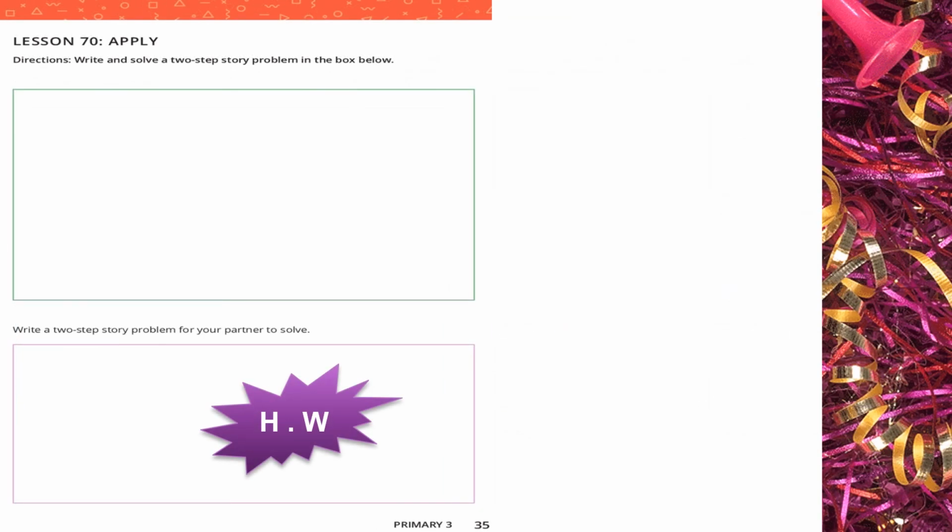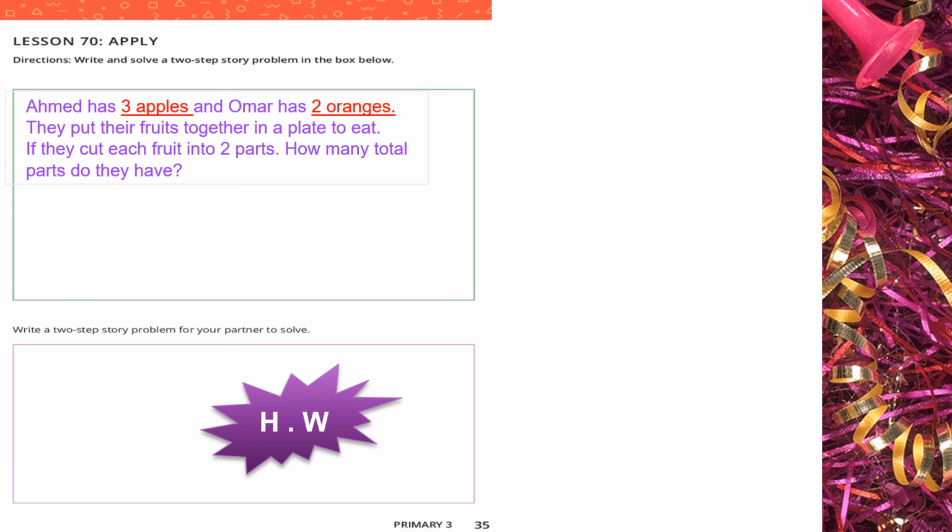Here in lesson 70, the apply part, he wants you to write and solve a two-step story problem. I'll give you an example here. We will solve together. Ahmed has 3 apples and Omar has 2 oranges. So they put their fruits together in a plate to eat. Focus with me. Ahmed has 3 and Omar has 2. They put their fruit together. So the plate has what now? 3 plus 2 equals 5, right? Okay. This is step 1.